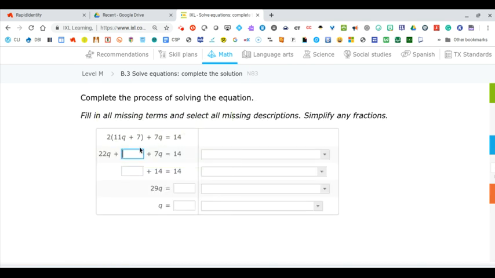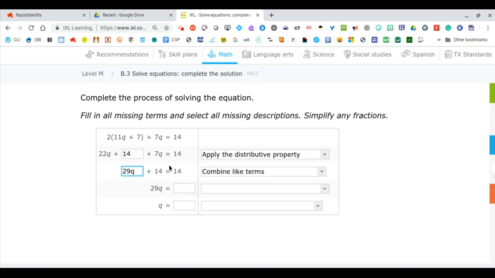Okay, for here, it's a distribution again. So we're going to apply that. 2 times 11q is 22q. 2 times 7 is 14. And then again, we have a 22q and 7q. We need to combine like terms. So it gives us 29q.